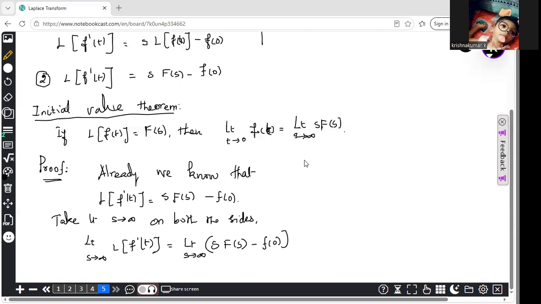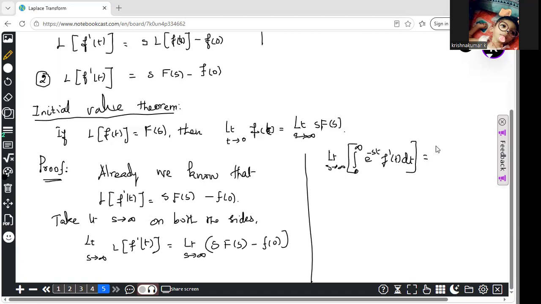Now I continue this problem here. Expand this one. We already know the Laplace transform of f dash of t. Use the original definition of the Laplace transform: the integral from 0 to infinity of e power minus st into, in the place of f of t we have f dash of t, so f dash of t into dt. This is the definition of the Laplace transform.